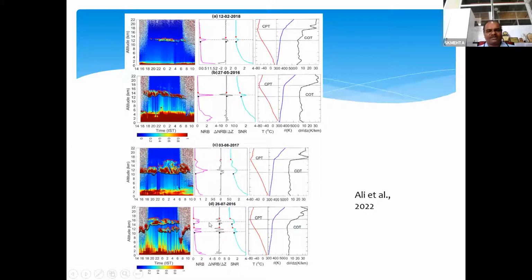So 4 types of cirrus, and then how to identify them. Again, it is a challenging task, but the zero differential method works very fine to identify it, and we were able to get the base and top of the boundary layer.